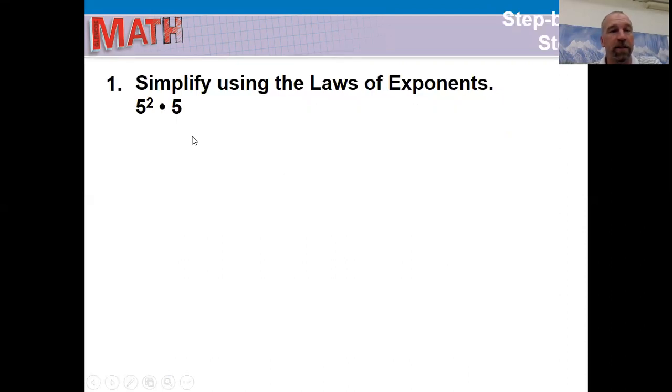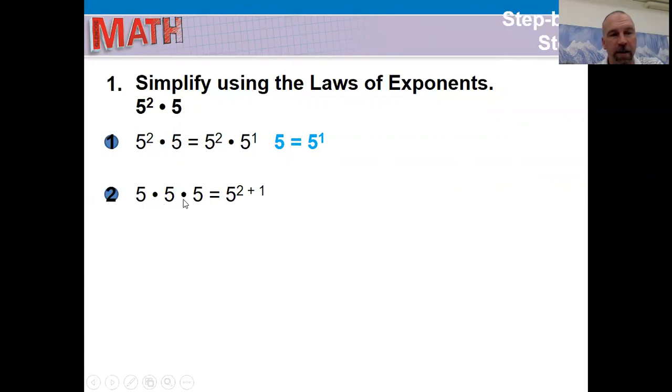So let's take a look at some of these. 5 to the second power times 5. And they call this the law of exponents. Well, if I remember, 5 by itself is 5 to the first power. That's an important concept to remember, that any number has a first power, or any variable has a first power if there's no exponent on it. So now if I have 2 5s here and 1 5 there, if I expand that out, I see that I have a total of 3 5s, or just 2 plus 1.